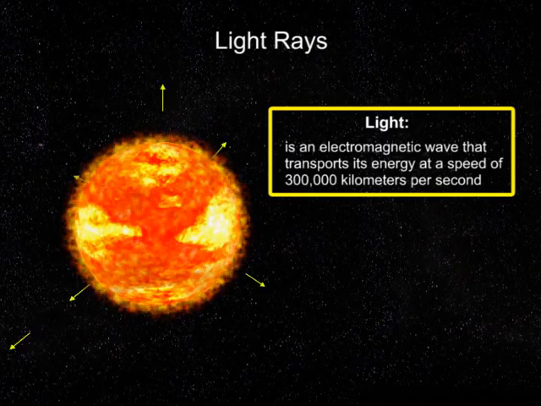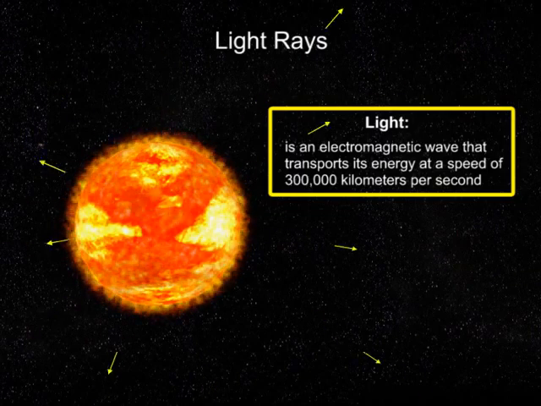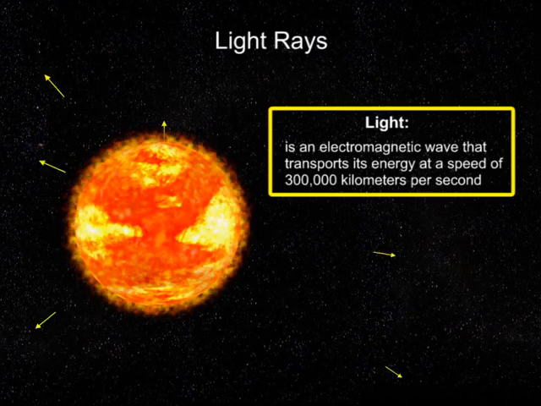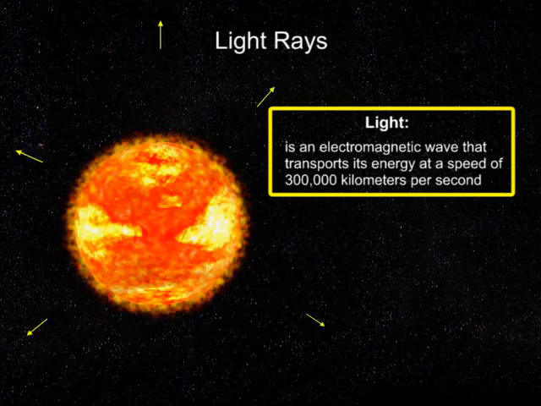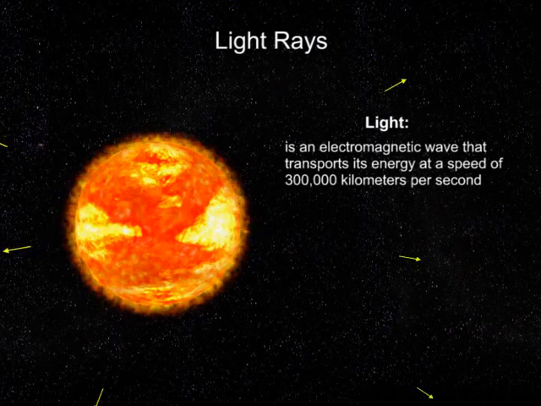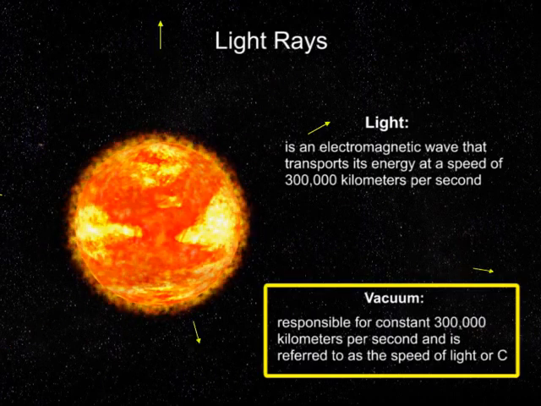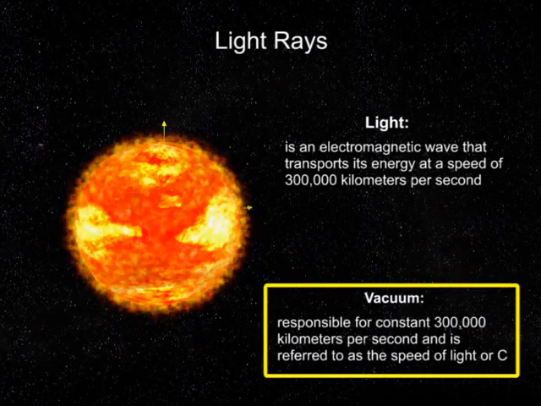Light is an electromagnetic wave that transports its energy at a speed of 300,000 kilometers per second. This constant speed is how fast light travels in a vacuum and is referred to as the speed of light, or c.